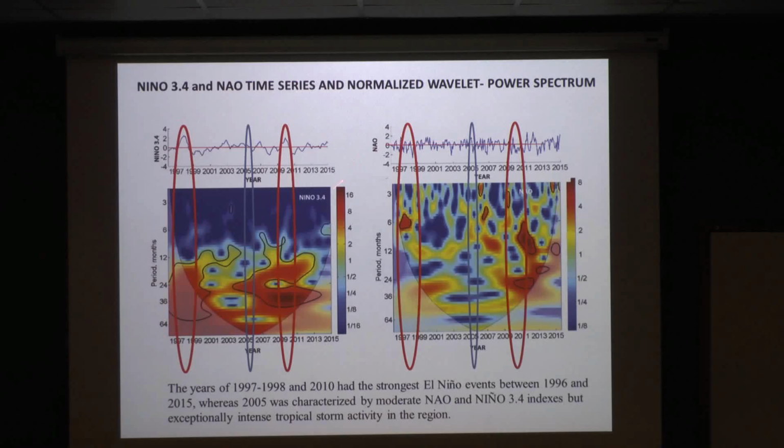So we took these two indexes, the Niño index and the NAO index, and computed their power wavelets; that is what we are seeing in these two pictures. I wanted to point out that the years between 1997 and 1999 corresponded to the strongest El Niño period of all these time series. There was another peak, a moderate El Niño, in 2010. And then in 2005, there was extreme activity of hurricanes and tropical storms in the Gulf of Mexico.